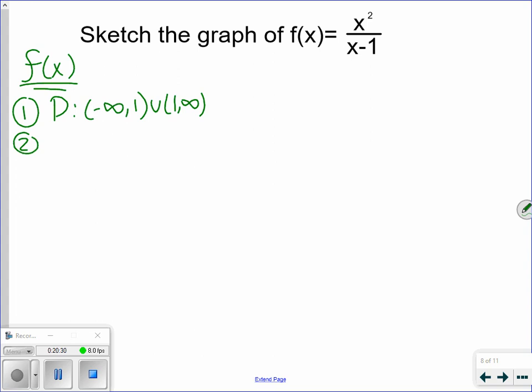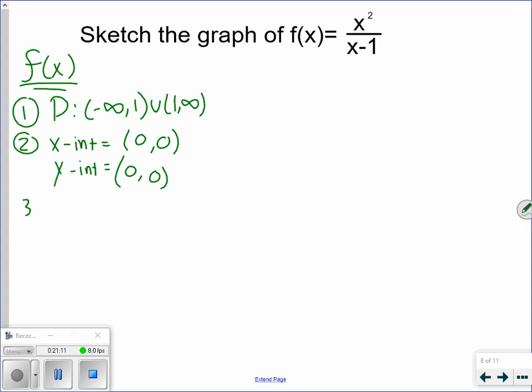We can also identify stuff like the x-intercept and the y-intercept. If I plug 0 in for x, 0 squared divided by 0 minus 1 is just 0. And if I were to plug in 0 for y and solve, the only thing that makes the top 0 is 0. So again, 0 in for y, x is going to have to be 0, since 0 squared equals 0. So it looks like we only have one point where it crosses both axes, and that's just at the origin. So that's helpful information.